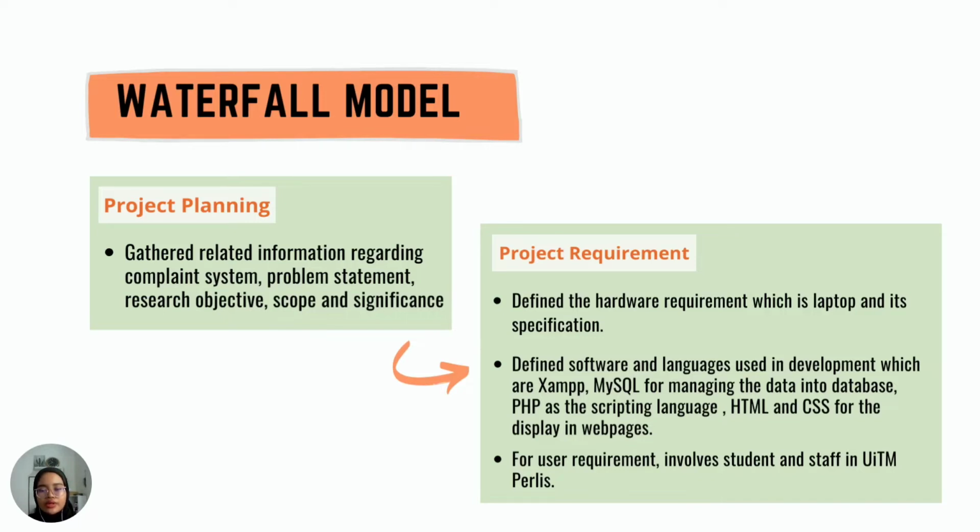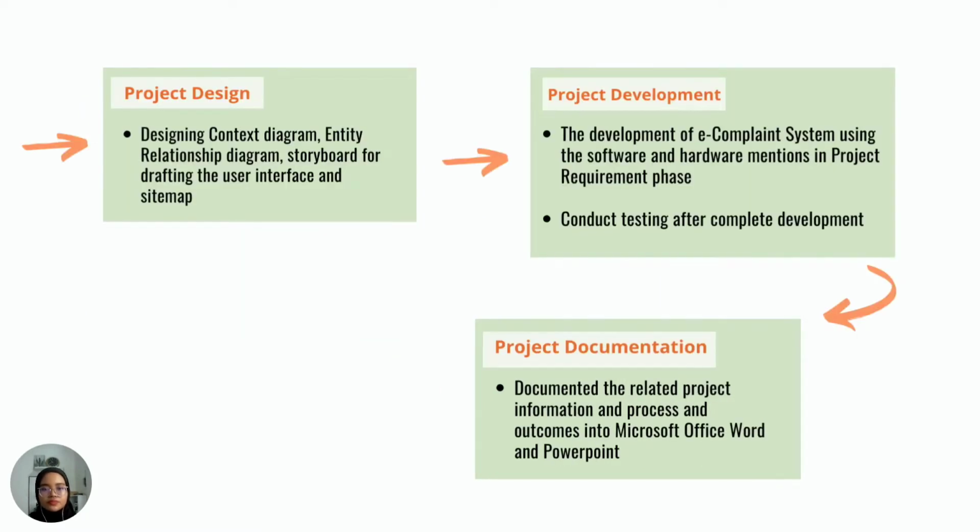And for the user requirement, it will involve students and staff in UiTM Perlis. And for the third phase, which is the project design, in this phase, it will design a context diagram, entity relationship diagram, storyboard for drafting the user's interface, and sitemap.